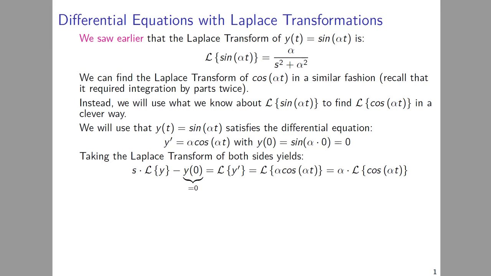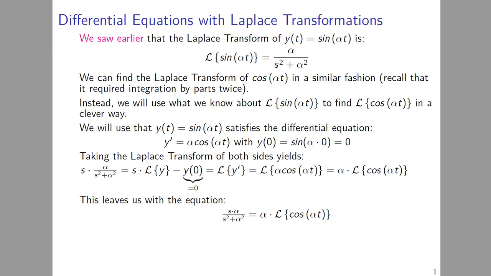But y of 0 is just 0, and the Laplace transform of y is the Laplace transform of sine alpha t, since that's our function y, which is alpha over s squared plus alpha squared. So on the left, we have s times alpha over s squared plus alpha squared. And this leaves us with the equation s times alpha over s squared plus alpha squared is equal to alpha times the Laplace transform of cosine alpha t.